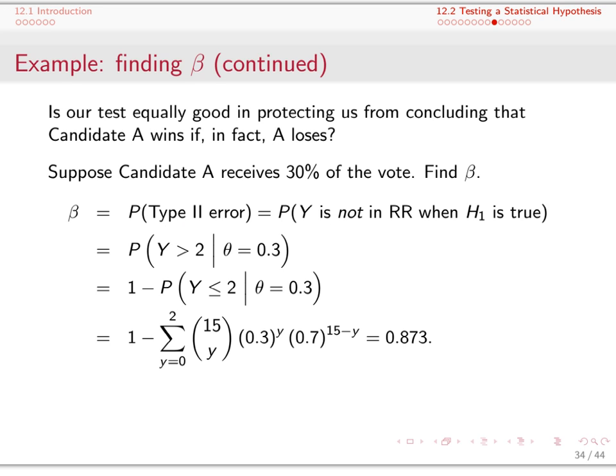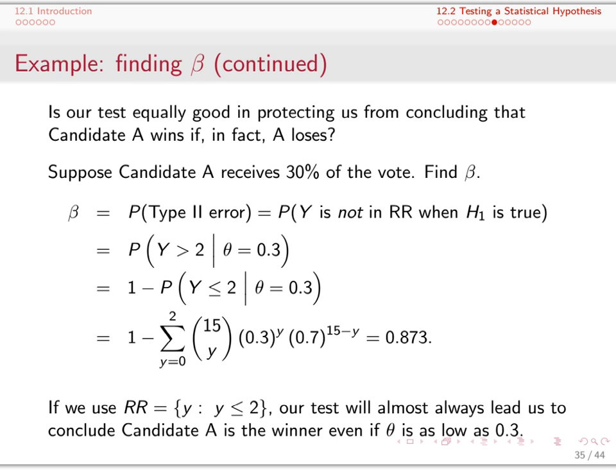And that's equal to 1 minus the probability that y is in the rejection region while theta is equal to 0.3. And we can use our probability distribution again to compute this probability. If we do, we get 0.873. So that says that there's an 87.3% chance that we're going to make a type 2 error. In other words, if we use this particular rejection region that says we're looking at the set of y values less than or equal to 2, our test will almost always lead us to conclude that candidate A is the winner, even if theta is as low as 0.3.